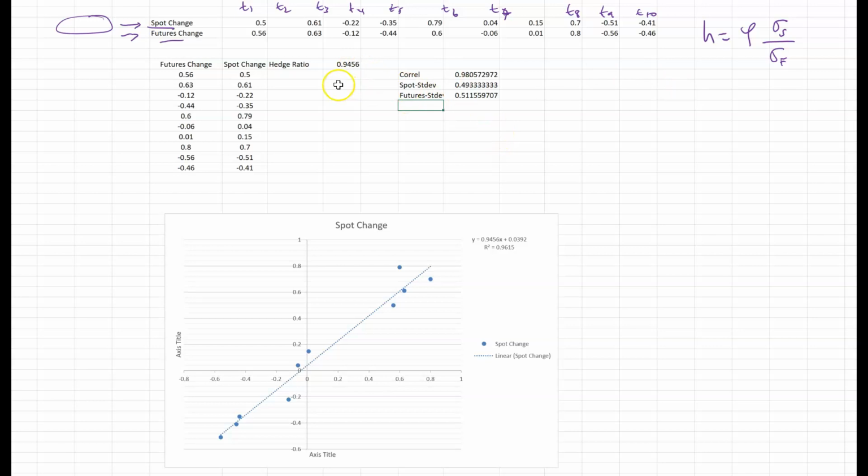So the hedge ratio should be equal to our correlation, which is that value, multiplied by the standard deviation of change in spot, that's this value, divided by the standard deviation of change in futures, that's this value, and enter. And that's about what we get.